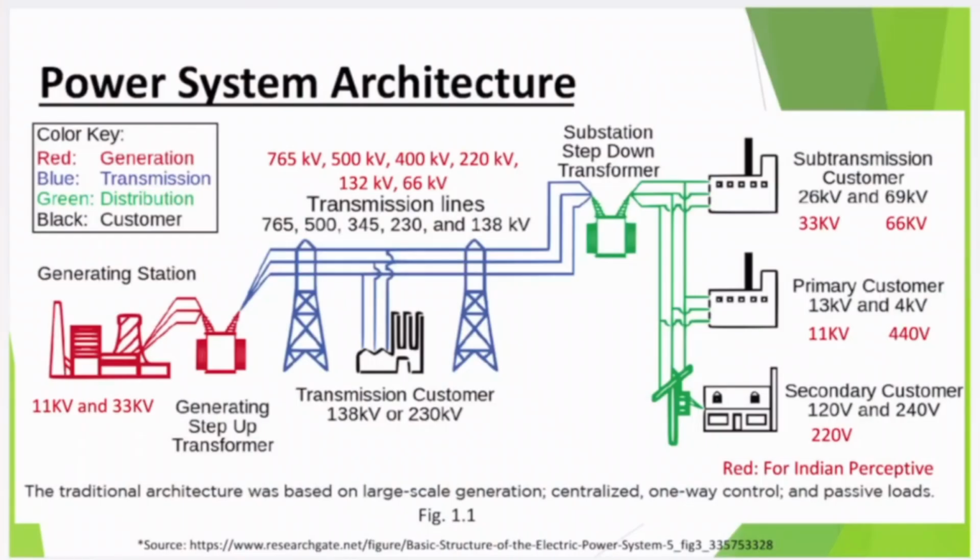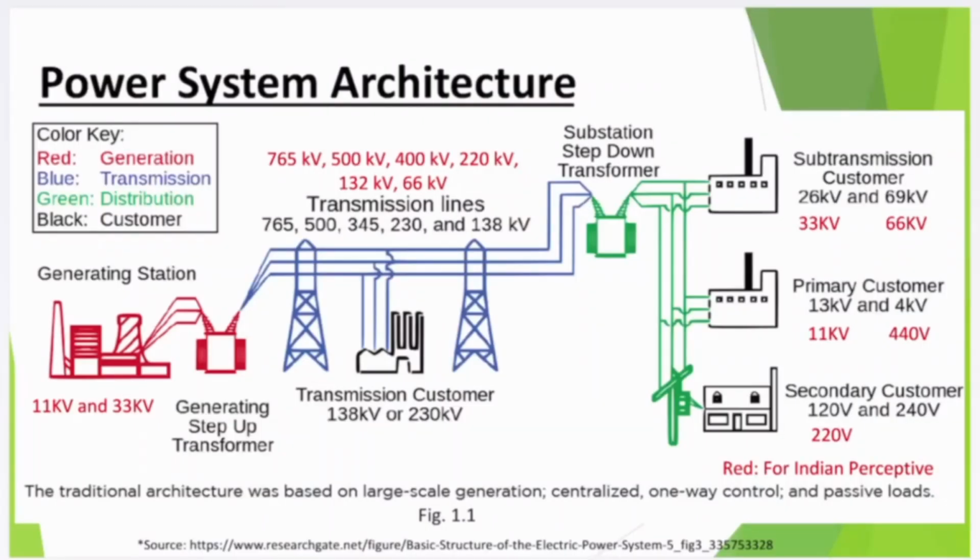Then we get into the substation step-down transformers, where those high voltages are stepped down and made available to customers of three different types: sub-transmission customers, primary customers, and secondary customers. Ideally, the sub-transmission customers are industrial customers at 33 kV, and the primary customers are small-scale industries, large buildings, or academic campuses at 11 kV. Then we have secondary customers like residences, operated at 220 volts, and in North America it could be 110 to 120 volts.